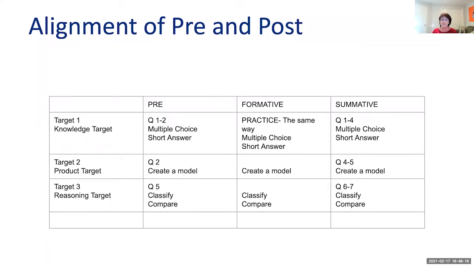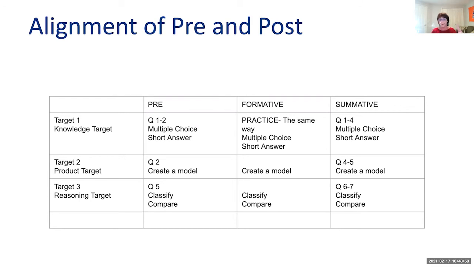And then target 3 is a reasoning target. And question 5 might ask the kids to classify or compare. And then I would have 2 questions on the summative about classify and compare for reasoning target 3. Okay, I don't know what the pre and post looks like yet. I haven't built it, but now I have created a roadmap for how I can directly compare my pre and my post. It's fair because it's measuring the types of targets I have with the types of assessments that are strong matches. It's weighted correctly pre and post.